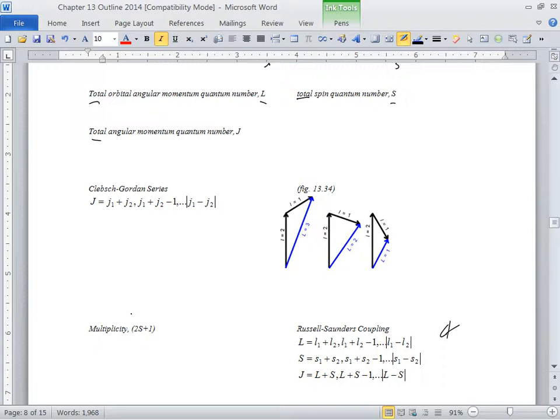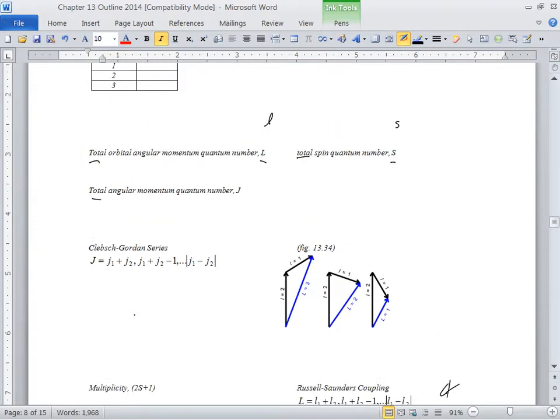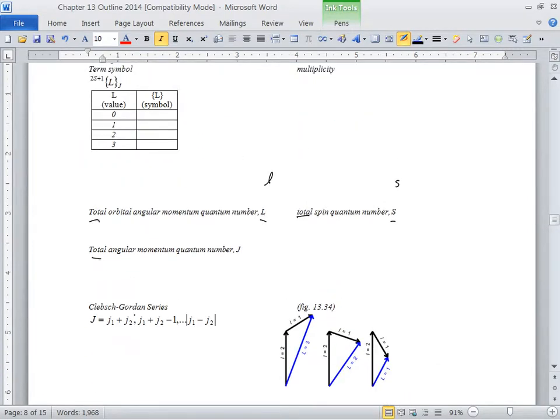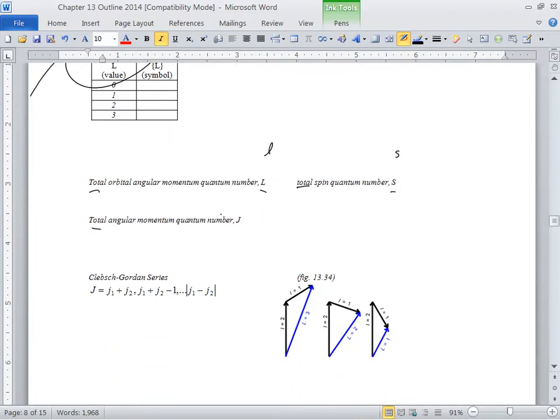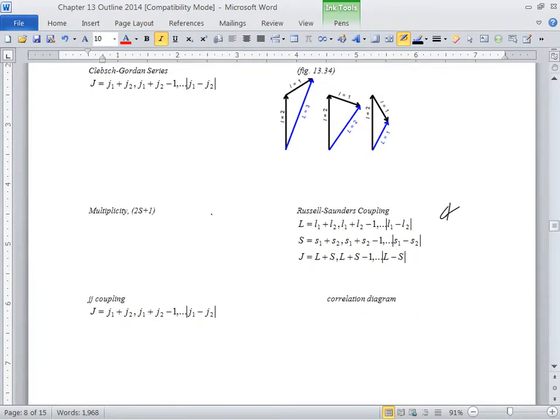So we've done a lot of these projections. I don't think that's very hard. Writing term symbols, that for sure will be on the test, right? We never messed really with JJ coupling.